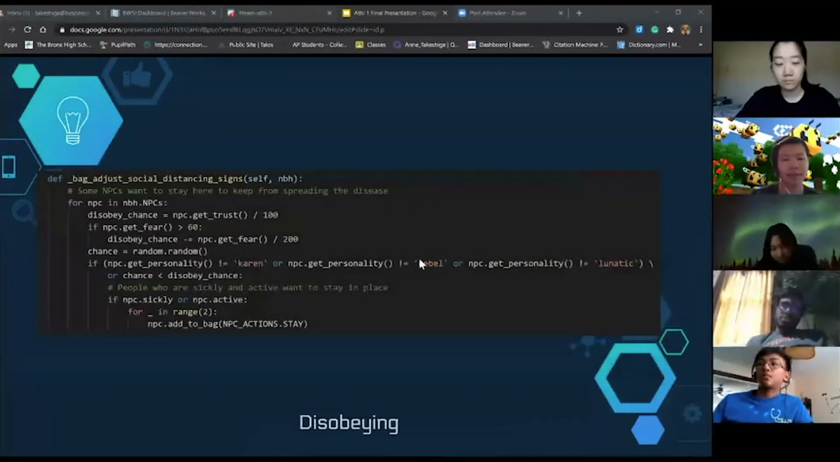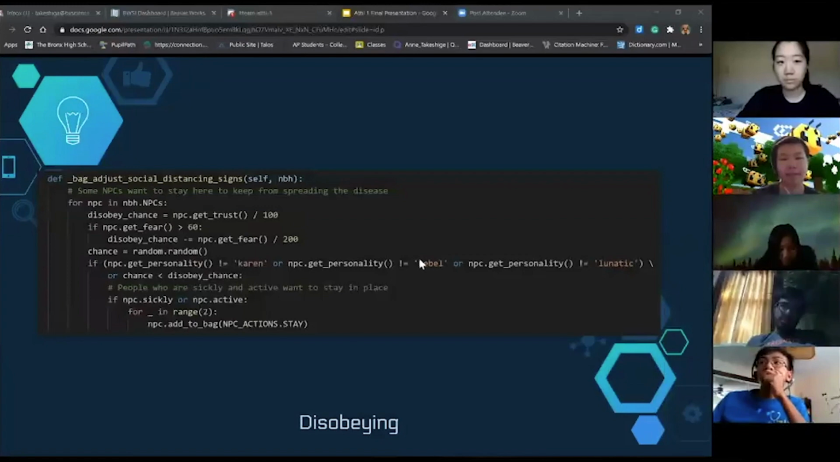Personalities also have special actions. Here's one of them: Karens, rebels, and lunatics are prone to disobeying. There is also a chance that other NPCs can disobey more or less based on fear or trust levels. Low trust levels or high fear can increase the chance of disobeying.